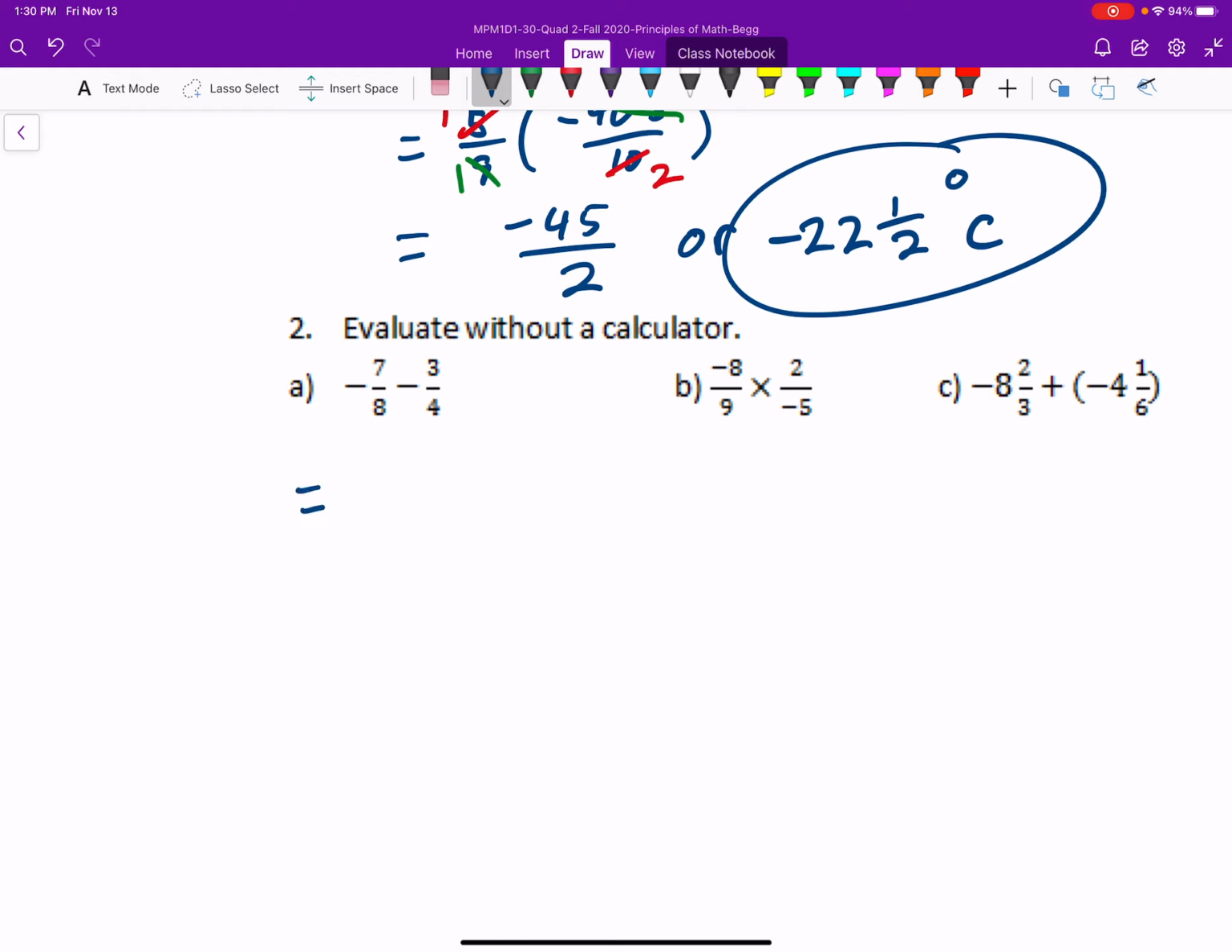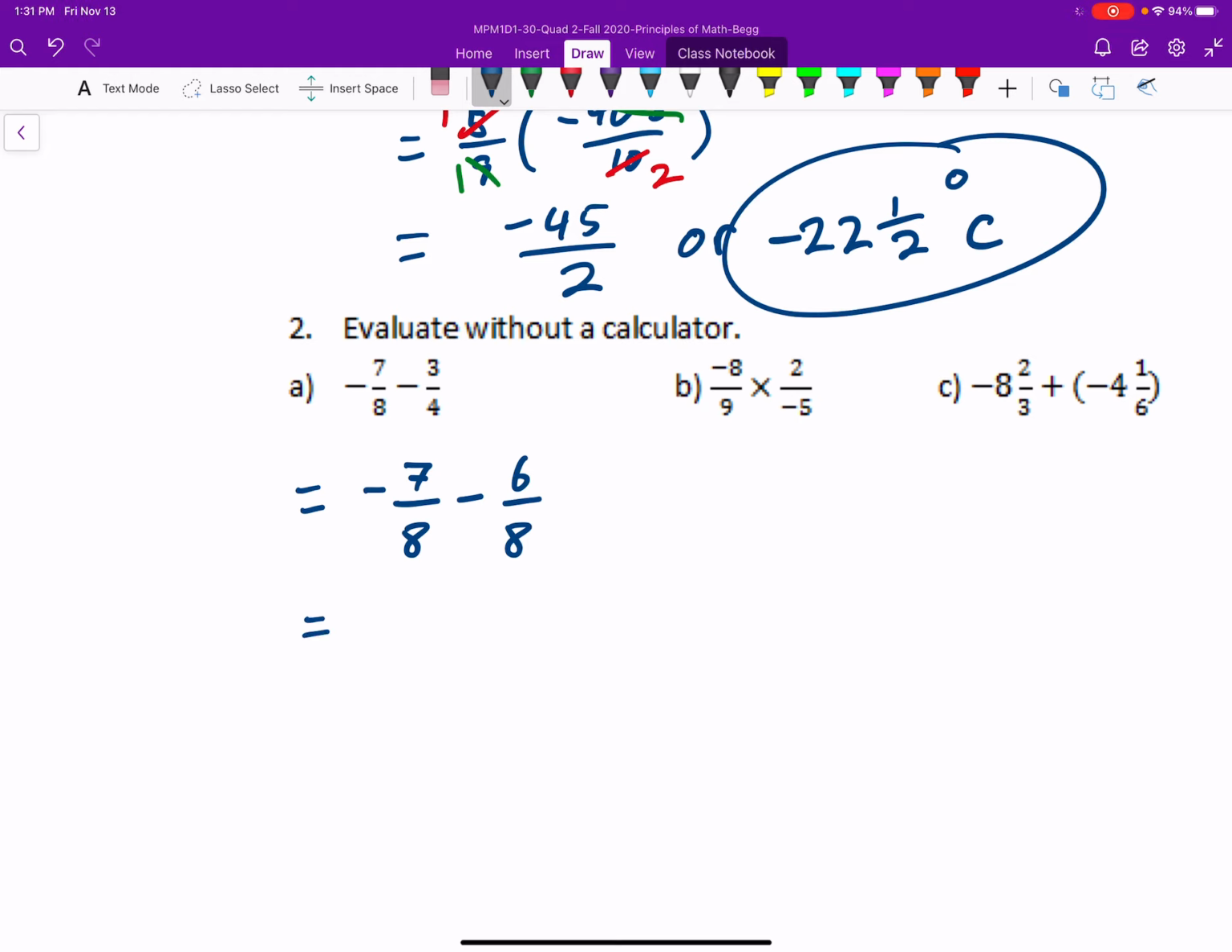Next example, we've got a couple of fractions. We're subtracting one from the other. We need a common denominator. For adding and subtracting, we do need a common denominator. Only for adding and subtracting, though, right? 4 goes into 8, so we can use 8 as our common denominator. If I multiply the top and bottom by 2, giving me 6 over 8, I've got a common denominator.